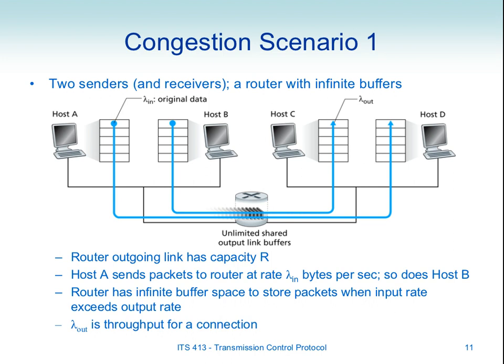The sending rate is lambda in. That is a parameter that's the original amount of data that host A generates. That's per host. And both host A and B send onto this shared link to the router. And this link out of the router has capacity of R, the output capacity. So that's going to be our limitation.